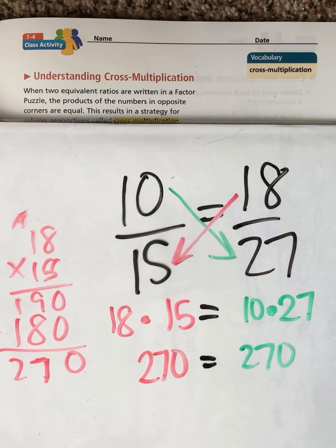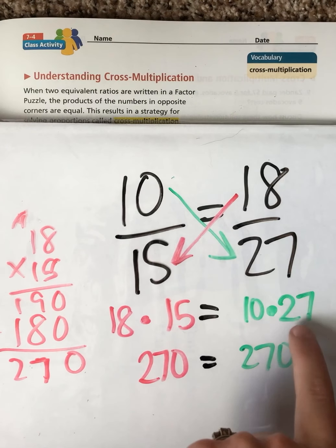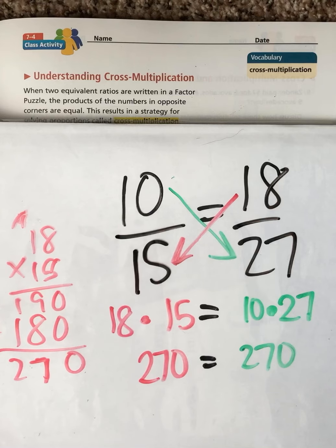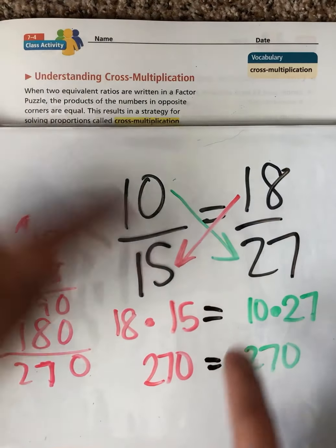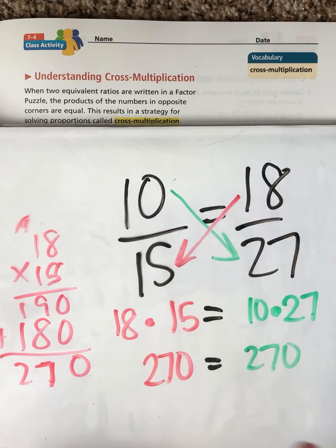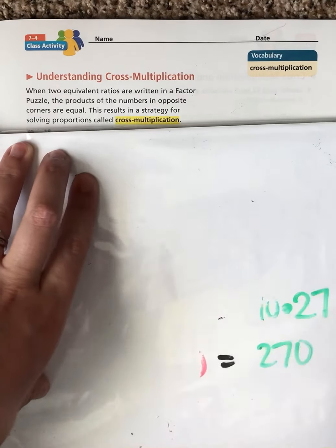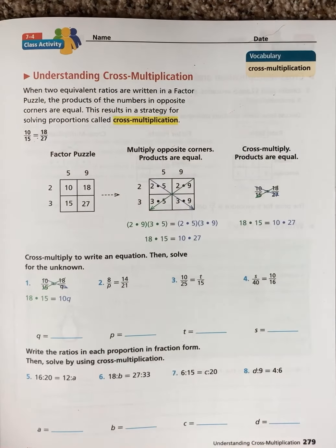And again, the reason this will help us solve a proportion is because if you can get one of these factors to be an X, or like a missing number in your proportion or in your factor puzzle, then you'll be able to solve that answer using the strategy of cross multiplication, where you multiply both sides and then you end up dividing one side to solve for your missing variable. So let's get to work.